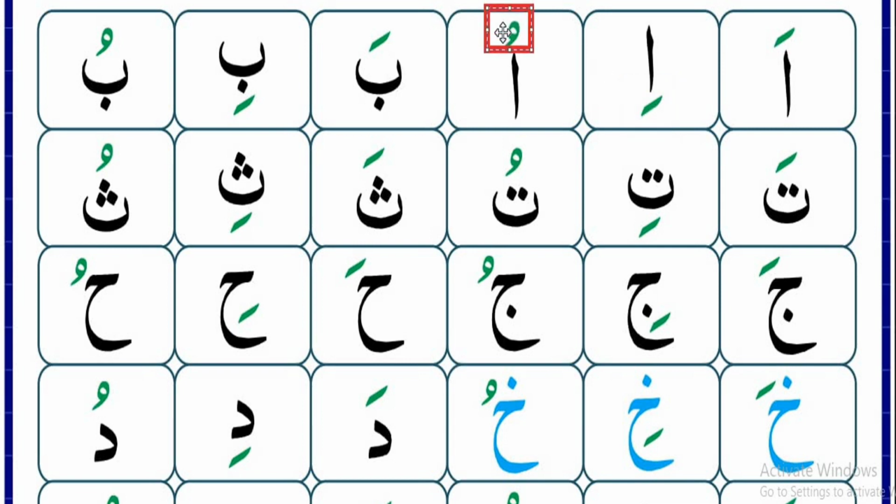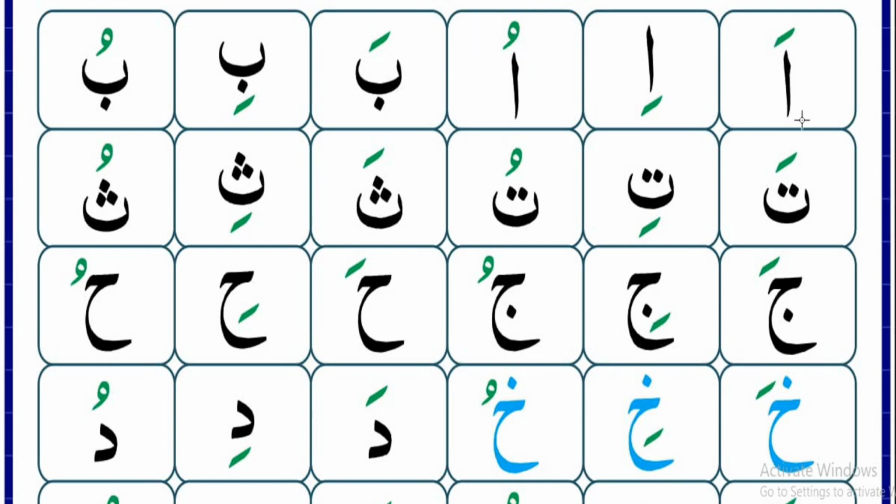And that last sign on top of the letter is called a Dhamma. So these are the three signs, three harakats, three symbols. The first is a Fatha, the second is a Kasra, and that last one is a Dhamma.